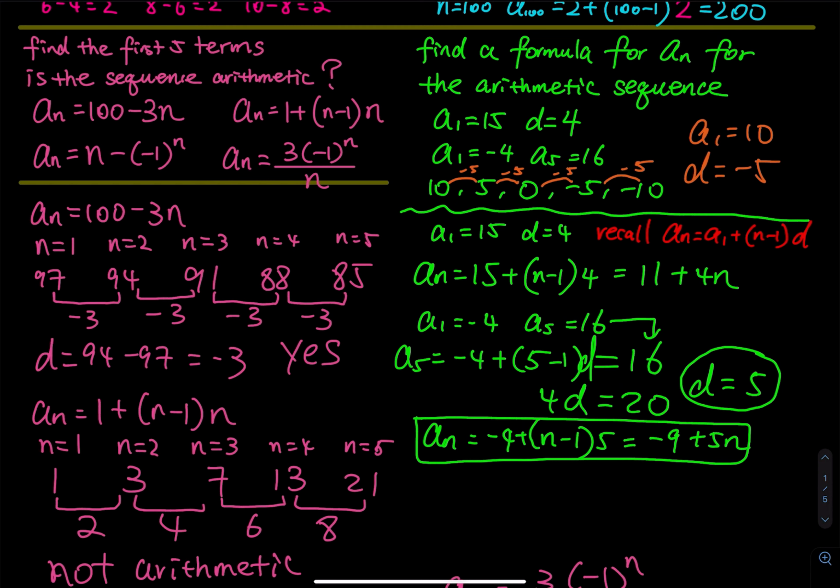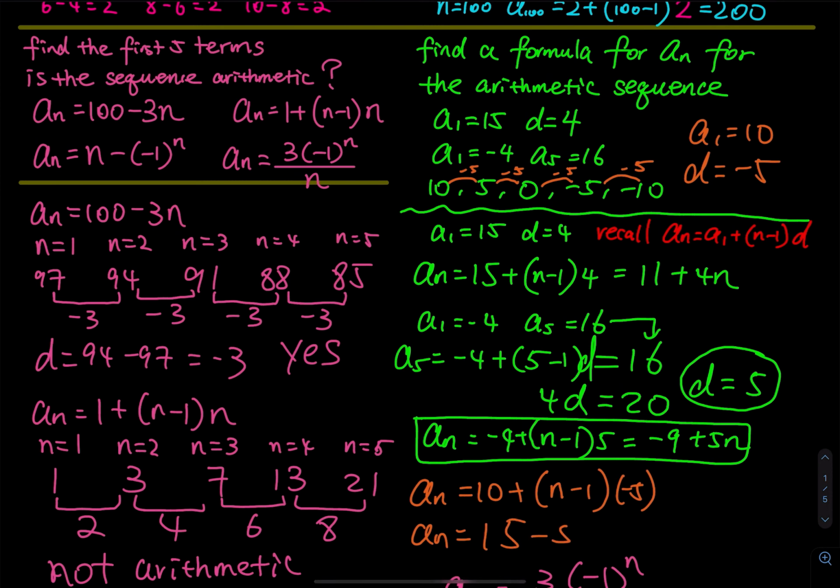That's it. So the an is equal to the first term, plus the number of the term minus 1, and then times the common difference. There you go, simple. An is equal to 10 plus 5, 15, and then minus 5, and there we go. That is for the last one.